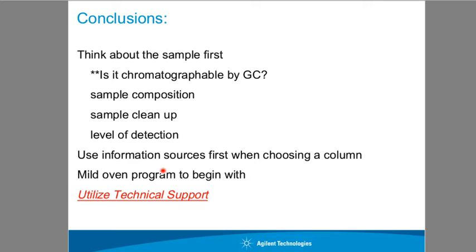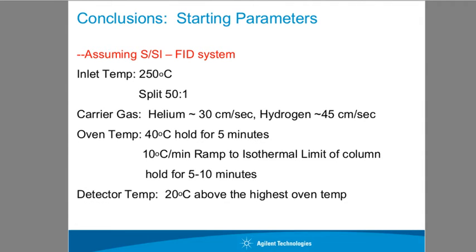Utilize technical support. We can definitely help choosing a column for sure. You always want to start typically with a mild oven program, just to get things on there. Make sure that you're seeing all the compounds, and that you aren't having any negative interactions with, say, a functional group or an active compound with a particular type of column. And again, utilize technical support. That's what we're here for, to help you gain more information and hopefully be more successful right from the get-go.